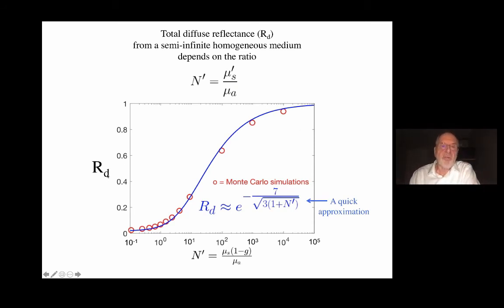If we look at the total diffuse reflectance versus the ratio of reduced scattering to absorption, we see a very simple pattern. There is a sigmoid shape on this semi-log plot. RD has a simple expression, e to the minus 7 over the square root of 3 times 1 plus n prime, being this ratio of reduced scattering to absorption. As scattering increases relative to absorption, you get more reflectance. And as scattering decreases, reflectance drops.